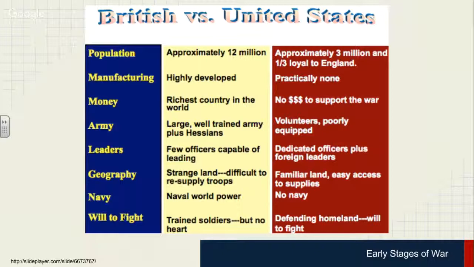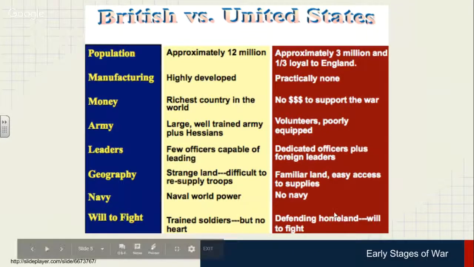They also had the home front advantage. They were, of course, familiar with the land and had easier access to supplies, and therefore were able to leverage that against the British during the battles of the Revolutionary War. And lastly, their motivation to fight was much greater than that of the well trained British soldiers because they felt that they were defending their homeland.